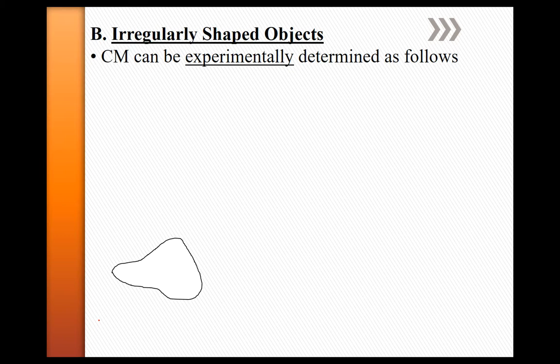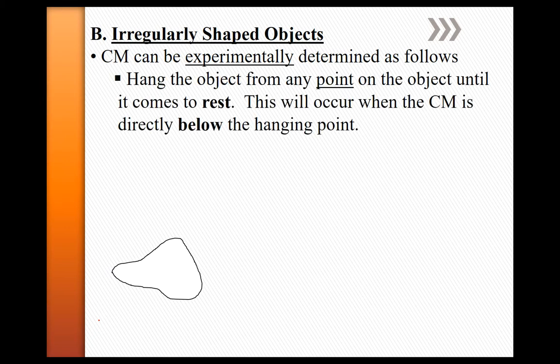But we can determine it experimentally. So if I wanted to experimentally figure out where the center of mass of this really weird shaped blob is, I could do the following things. One, take a string and attach it to just any random end of the blob or that object. Then you hang the object from that point until it comes to rest. Somewhere below the hanging point is going to be where the center of mass is located.